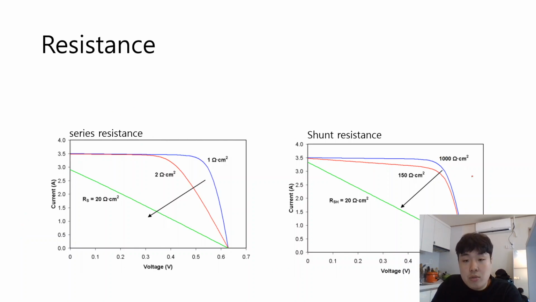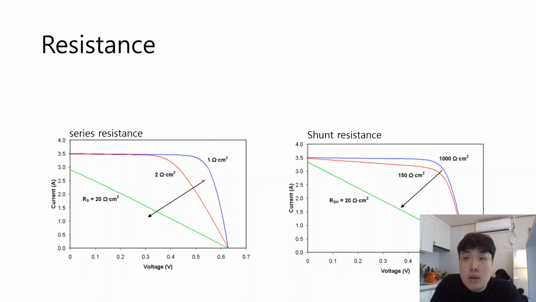There are two figures about that resistance factor. In the first figure, when the series resistance is increased, the IV curve changes like this, and that means the ideality factor and the efficiency are decreased. And there are three factors of the series resistance.